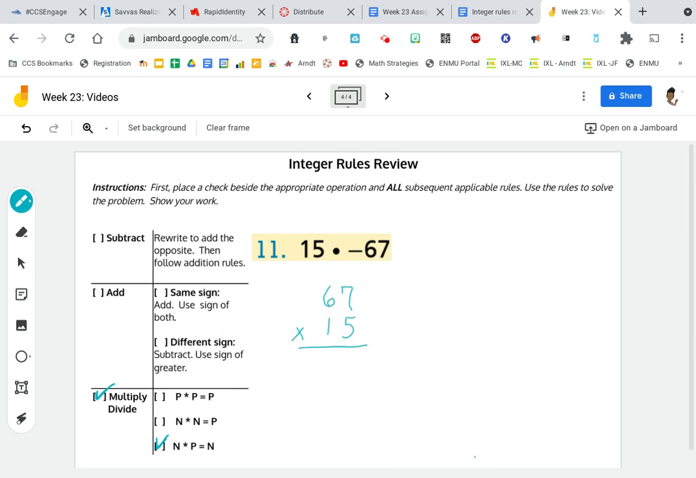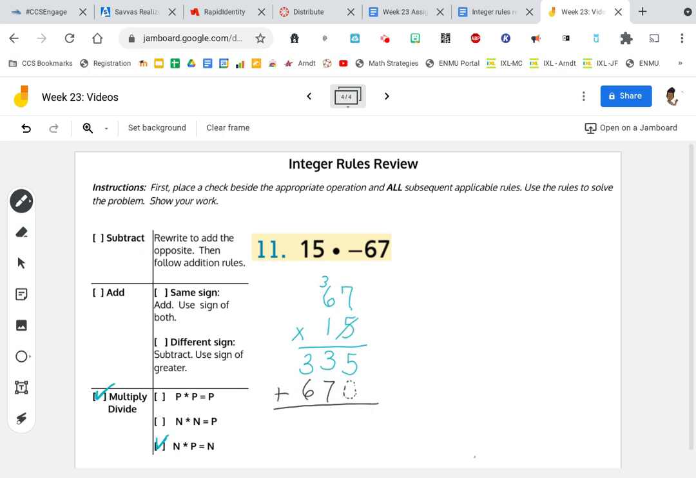So I go 5 times 7 is 35. Write down my 5, carry my 3. 6 times 5 is 30, plus 3 is 33. And I am done with my number 5. Now I'm going to my number 1. But before I start, I have to add a 0. Then I go 1 times 7 is 7. 6 times 1 is 6. And I'm done. Now I have to add those up.